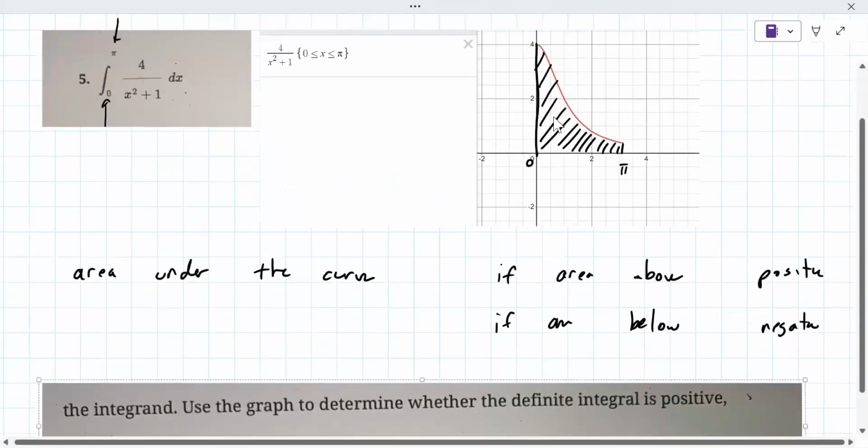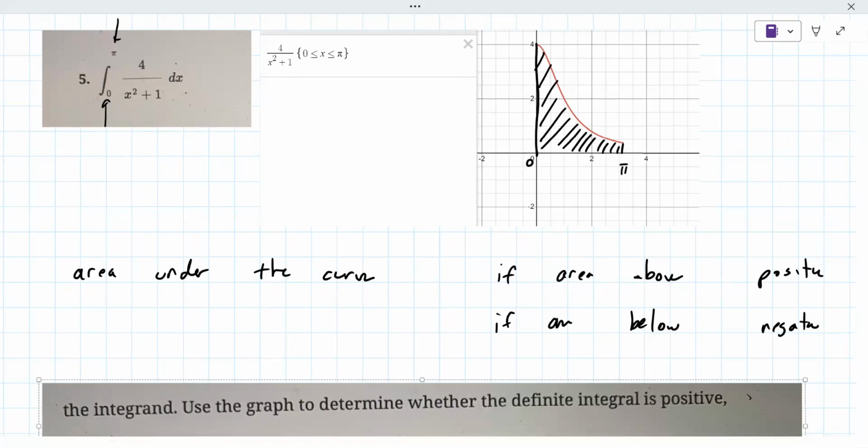This would not show up on a test then, something like that? Probably not, but you could be asked a question. There are ways to make this show up on a test. But you have to know this part, whether the area is above or below, because sometimes it dips above and below in the same graph. Let me see if this one does. This one does not.